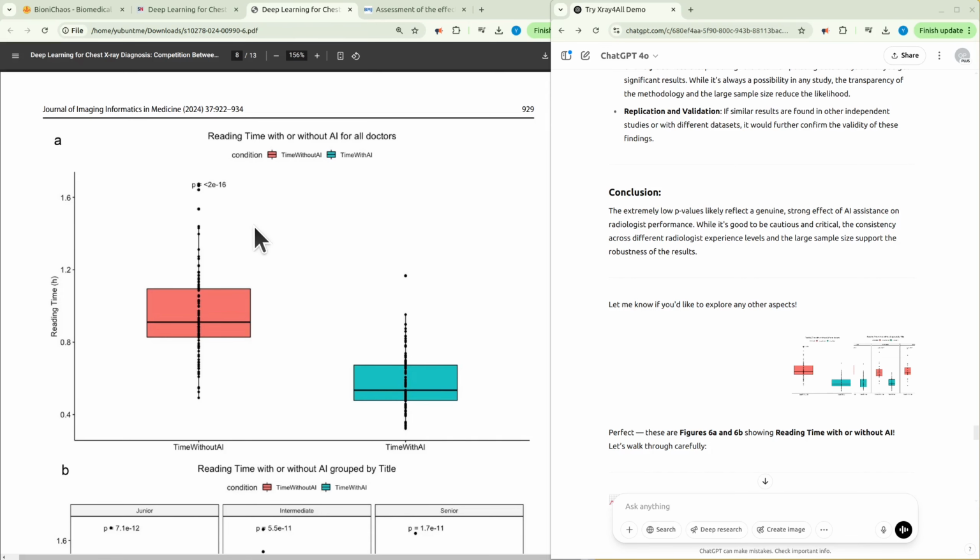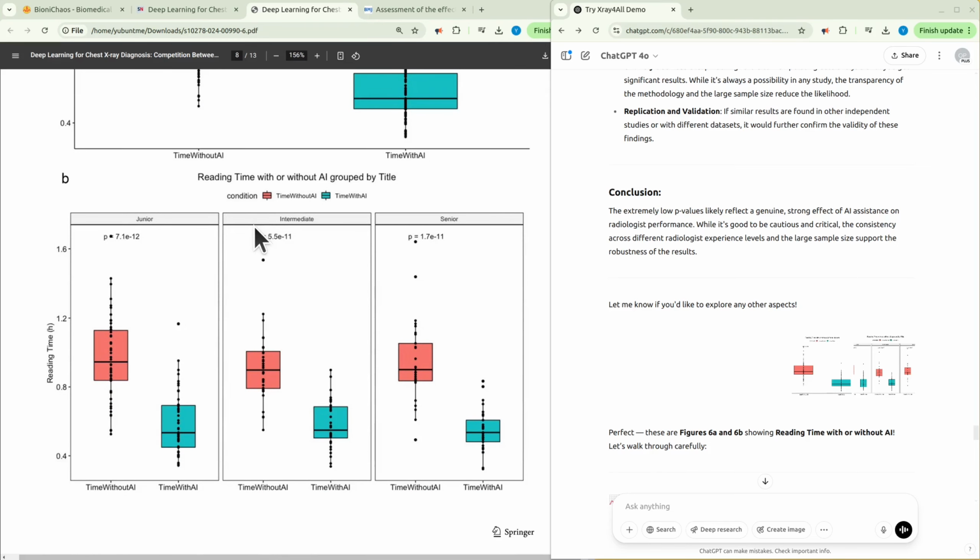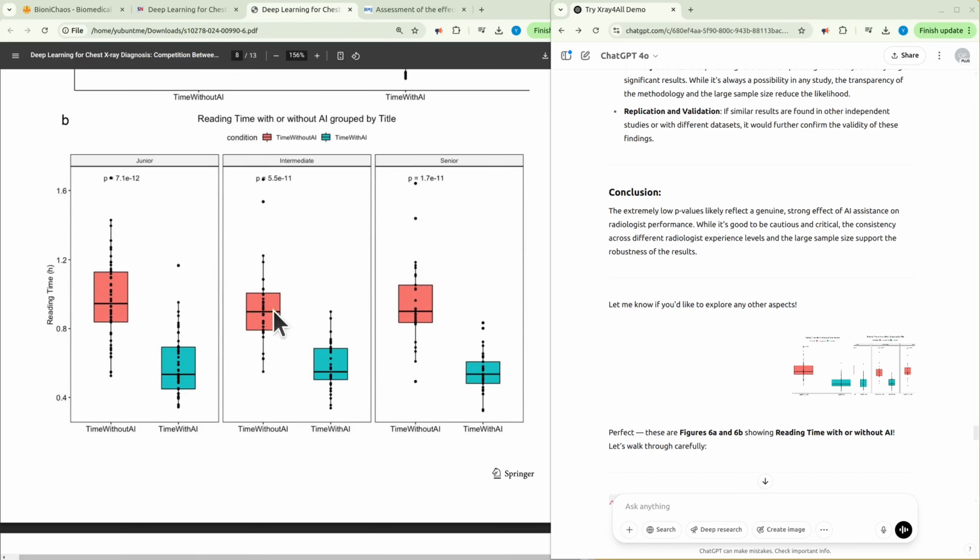Y-axis, reading time in hours. All 3 groups read faster with AI. The median reading time is shorter, and the spread variation in reading times is also reduced. P-values are extremely low, all less than 1 to 11, indicating the reduction in reading time with AI is highly significant and not due to random chance.